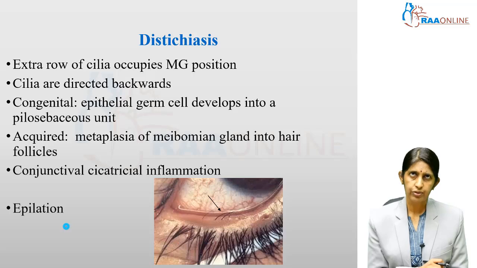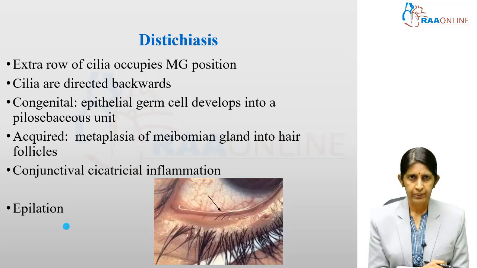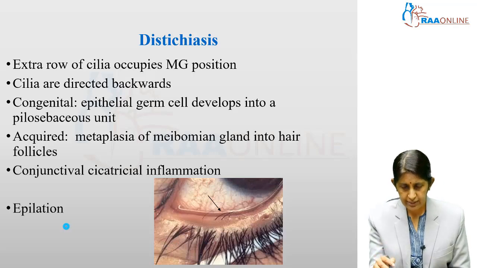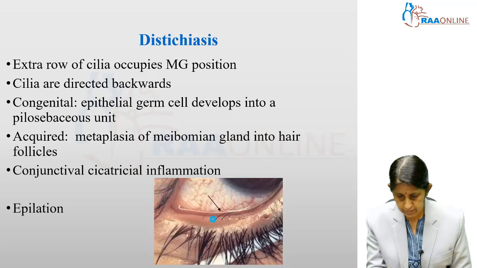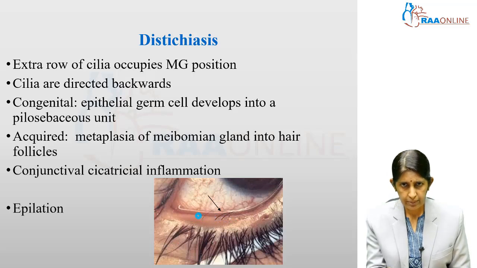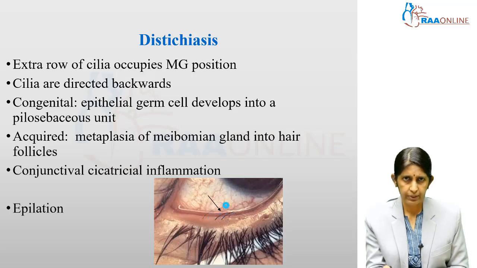Distichiasis means an extra row of cilia are occupying the meibomian gland position. So cilia are directed backward. This is what you're seeing here. This is actually the position of the meibomian gland orifices, but instead of the meibomian gland, you can see an extra row of eyelashes. These are the normal eyelashes. This is called distichiasis, and it can be due to congenital or acquired causes.